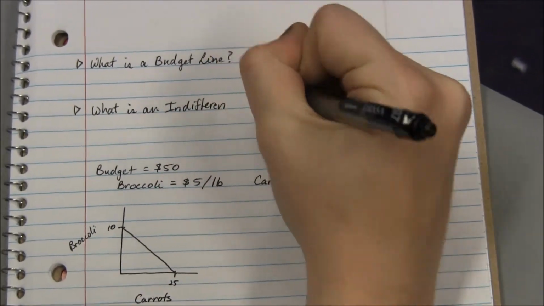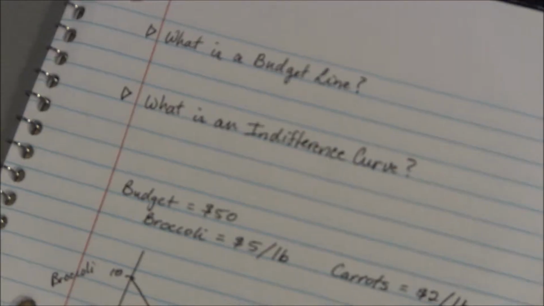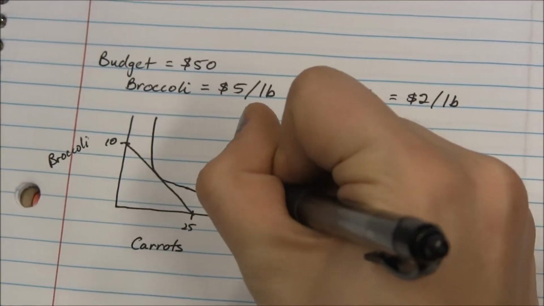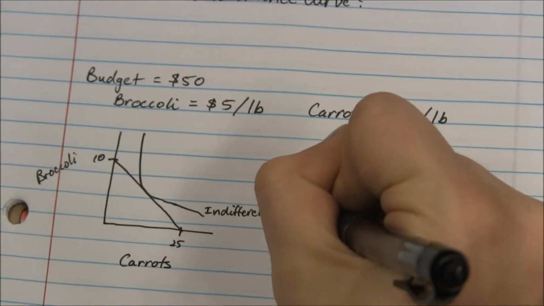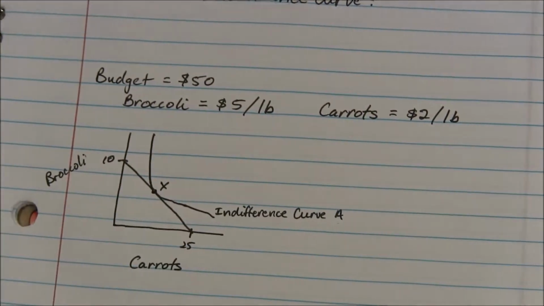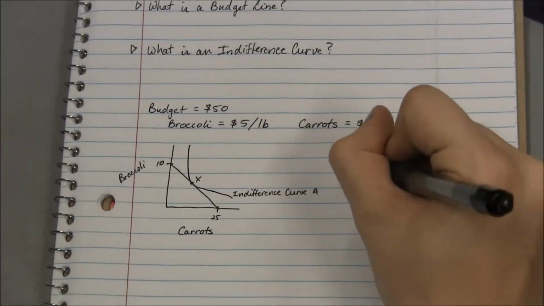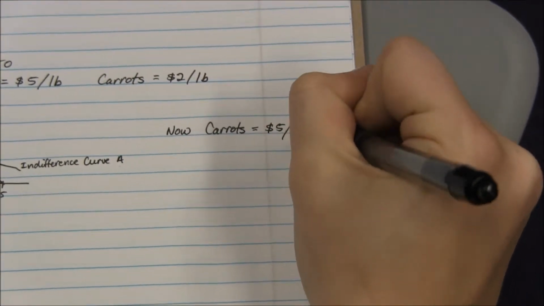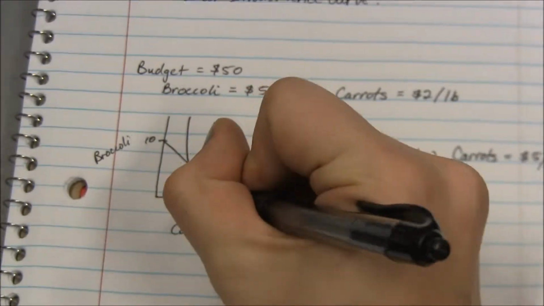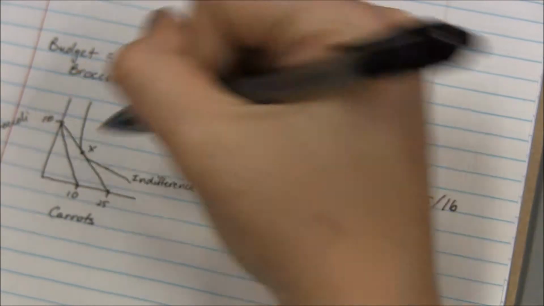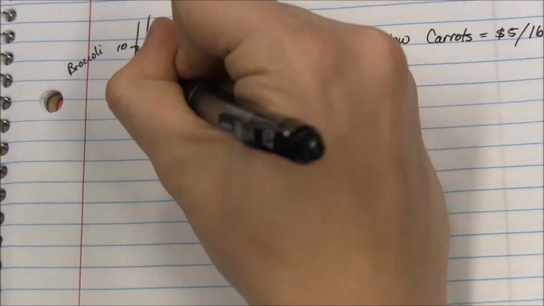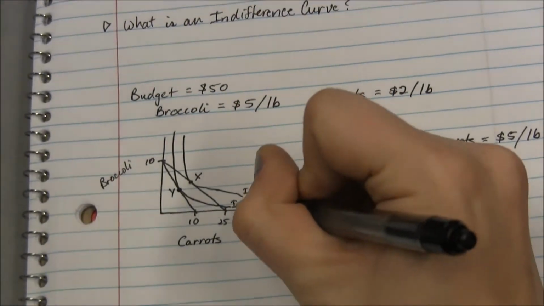Now, what's an indifference curve? It is the combination of two goods that yield equal levels of utility. Now let's say the price of carrots increases to $5 per pound. Let's see what happens with the budget line. As shown on the graph, the maximum amount of carrots that can be purchased is 10 pounds with this new price.